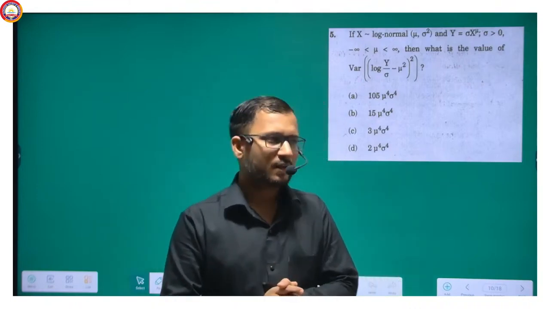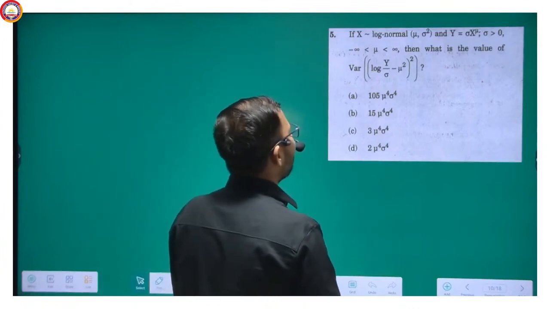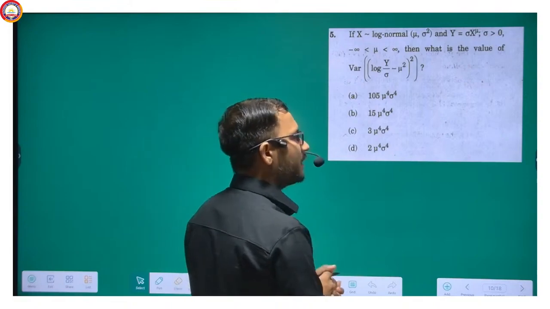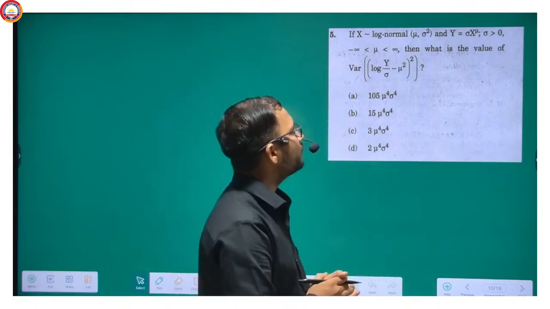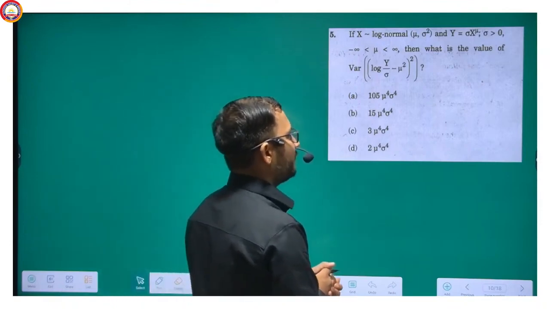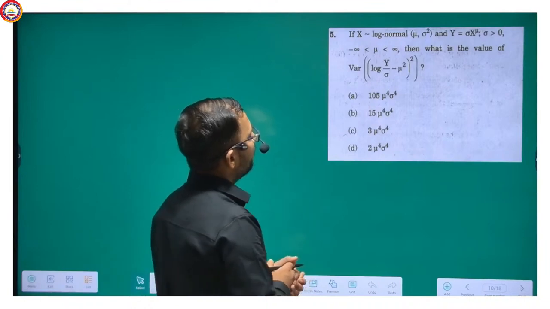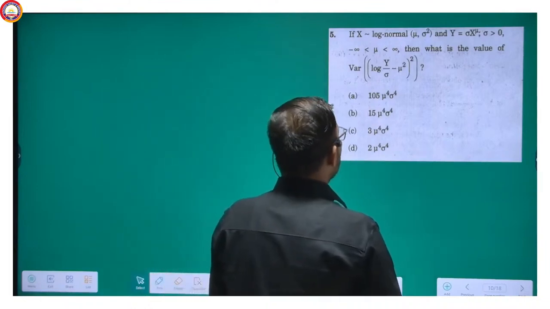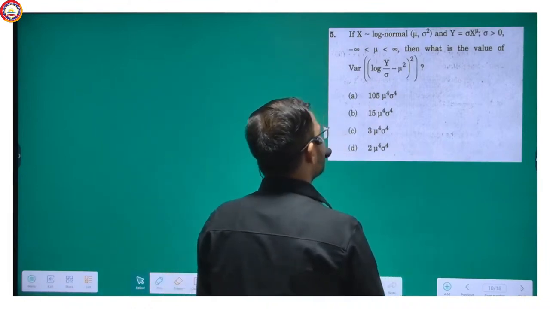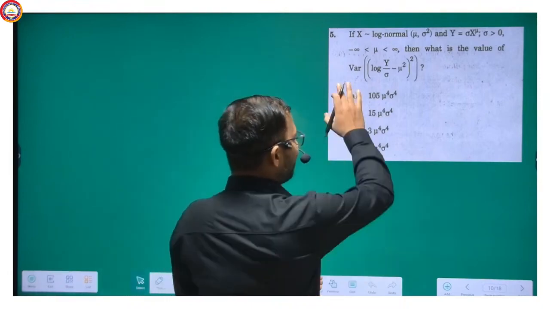So guys, coming to the next question, it says: if X follows log normal with parameters mu and sigma square, and Y equals sigma X to the power mu, where sigma is greater than 0 and mu lies between minus infinity and infinity, then what is the value of the variance of this one?